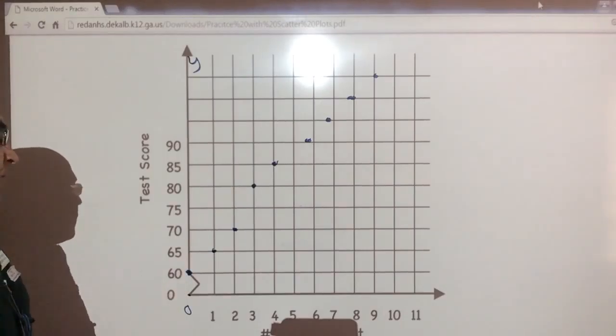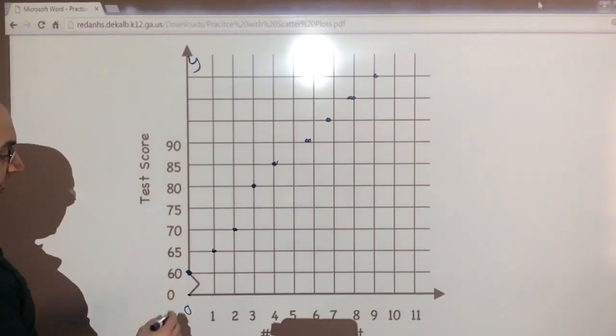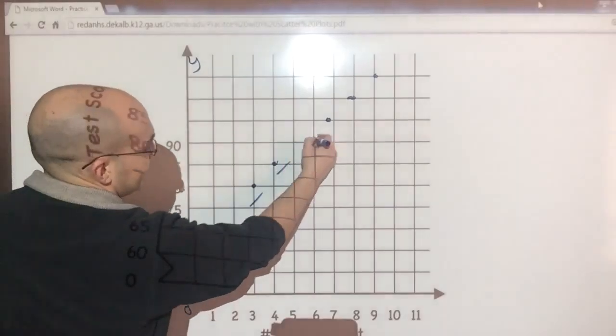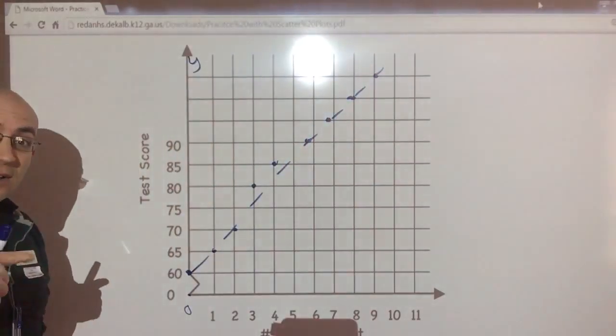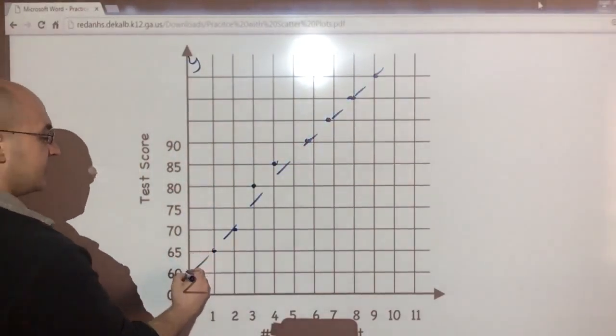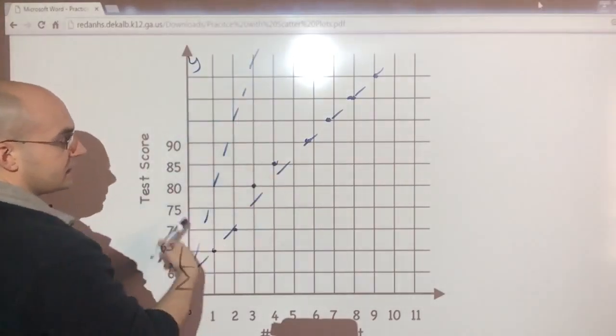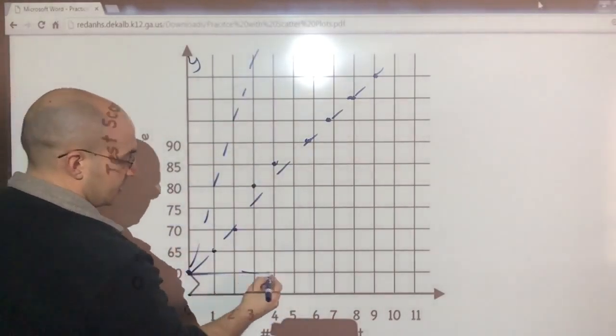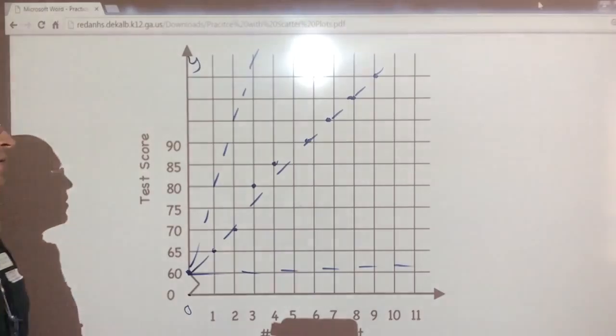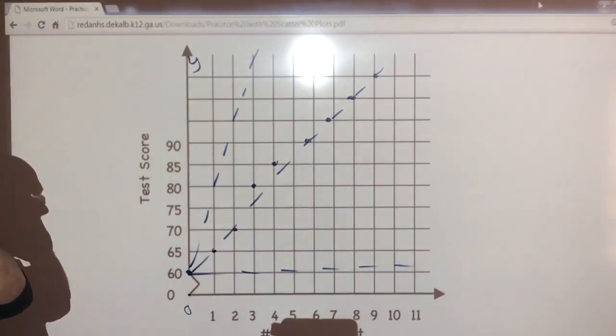A line of best fit for this could be something that looks like this, right? That's a good line of best fit. It's actually awesome. This would be a terrible line of best fit, wouldn't it? Because it doesn't go anywhere near the points. And this is also a terrible line of best fit, okay? So make sure you're able to write the line of best fit correctly, okay?